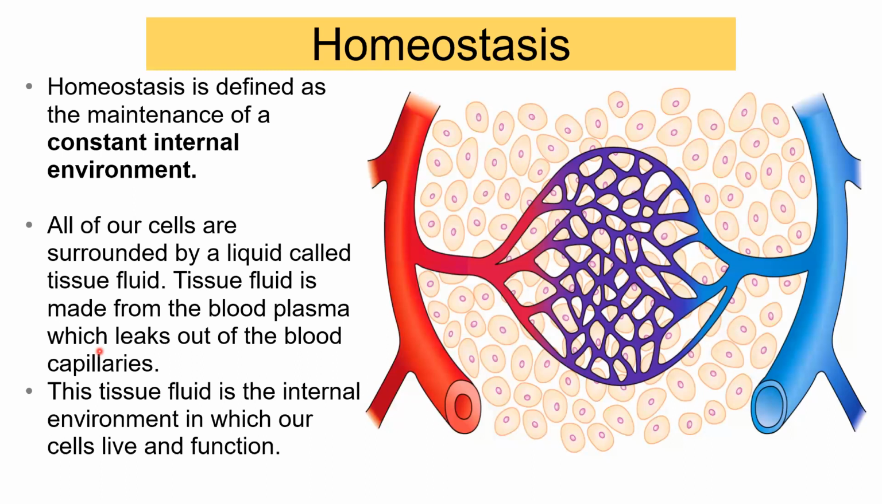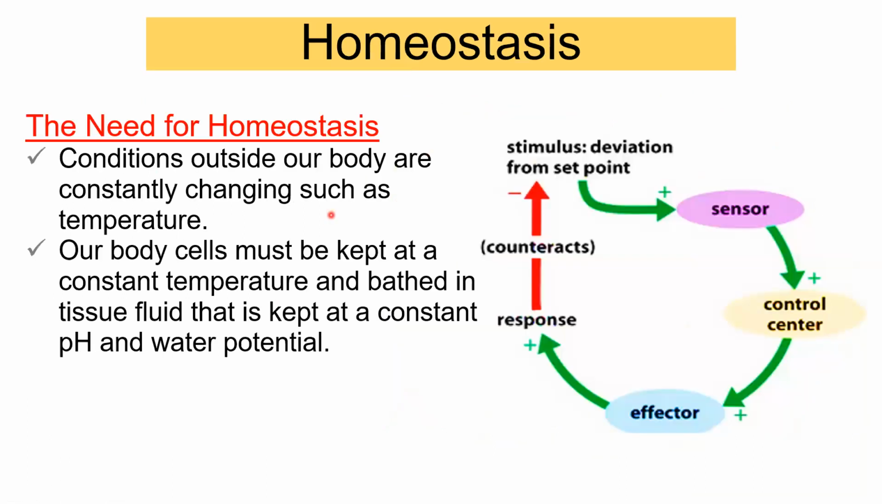Homeostasis, the basic definition, is that it is the maintenance of constant internal environment. And you are all very well familiar that the tissue fluid that is being formed at the arteriolar end is making up your internal environment. So what are the things which are required to be controlled? Because you all know that our body temperature is 37 degrees Celsius. We have a specific water potential inside our blood and the tissue fluids.